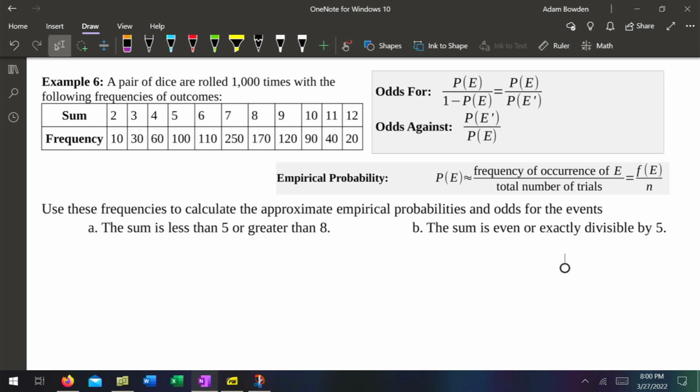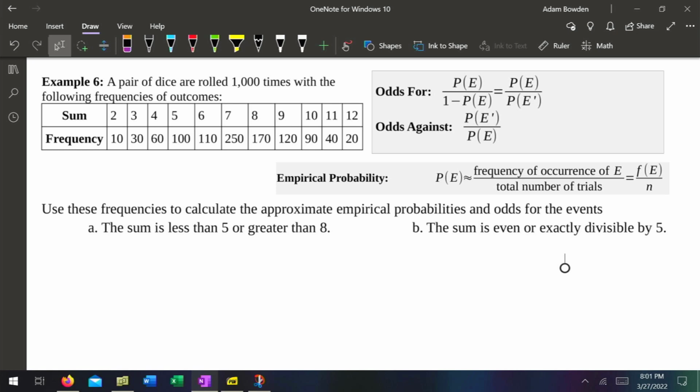Now I have the odds and empirical probability definitions above. Basically, empirical probability is the same as regular probabilities that we would do. We just take the number of times it occurred out of the number of trials run and divide them, and that gives us the probability. The odds are also listed here. Odds in favor of E are when we take the probability of E divided by 1 minus the probability of E. The odds against is when we take the probability of the complement divided by the probability of E. So we'll use the formula for the odds here in just a second.